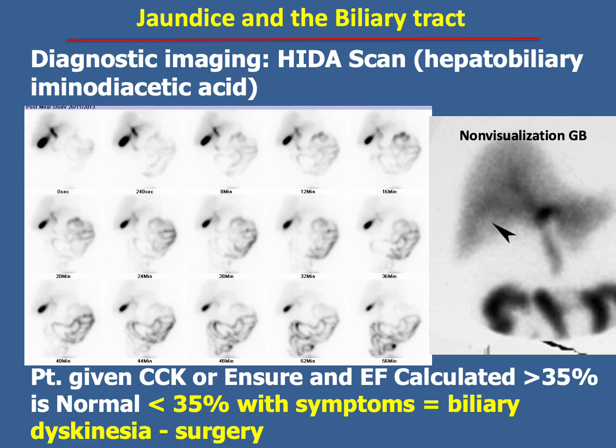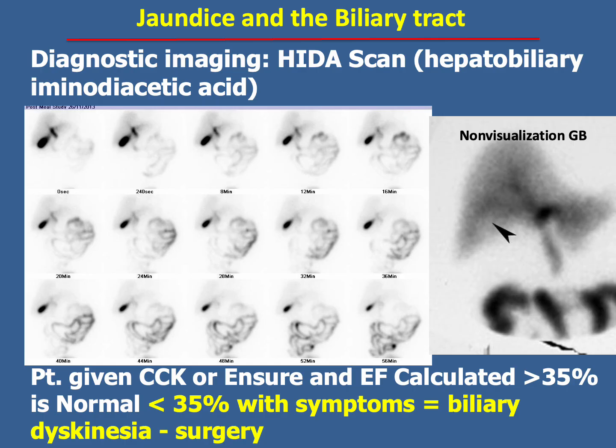The hepatobiliary iminodiacetic acid, or HIDA scan, is a diagnostic nuclear medicine procedure which uses radio tracers to evaluate the biliary system. In the case of acute cholecystitis, which is largely caused by obstruction of the cystic duct, radio tracers cannot enter the gallbladder, which is demonstrated by gallbladder non-visualization.